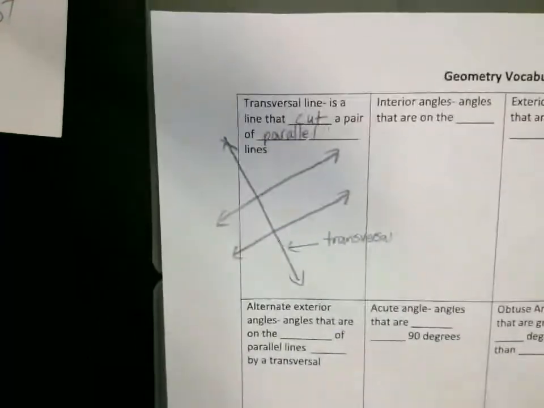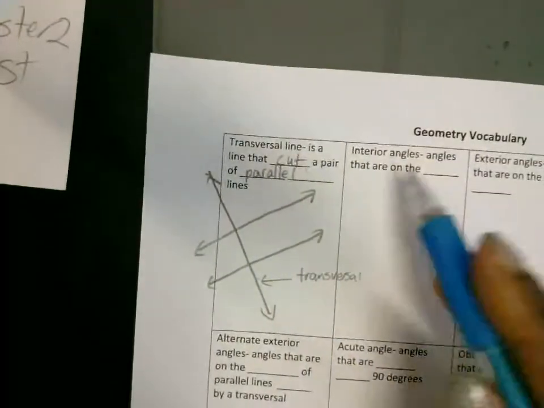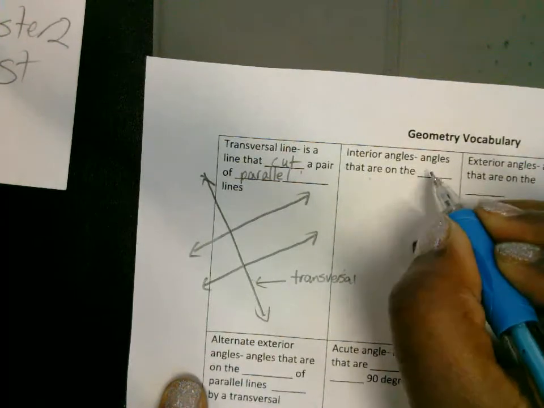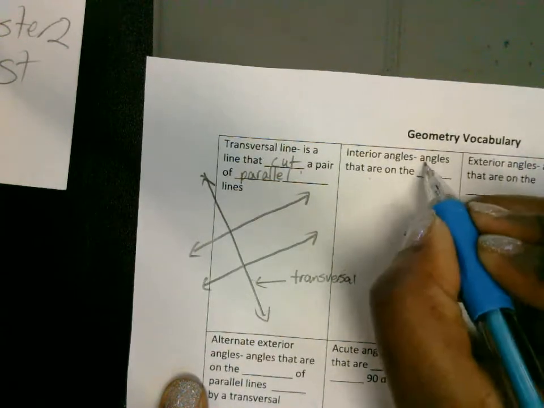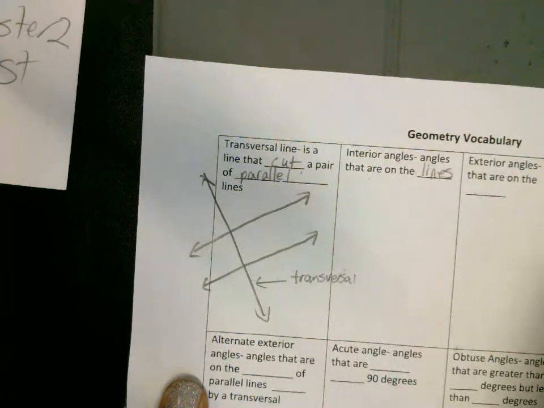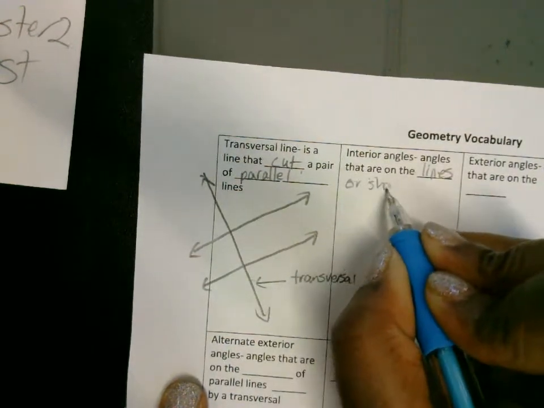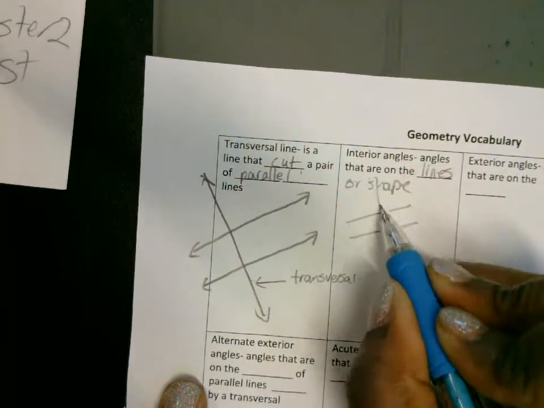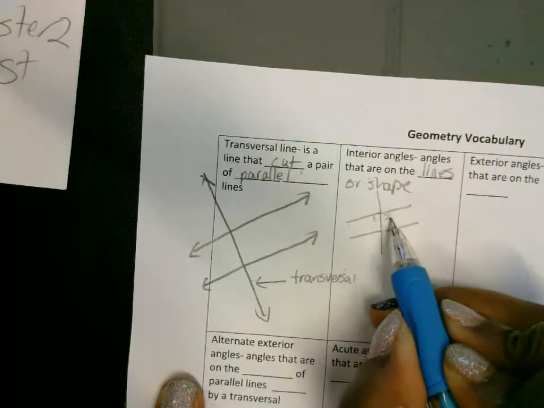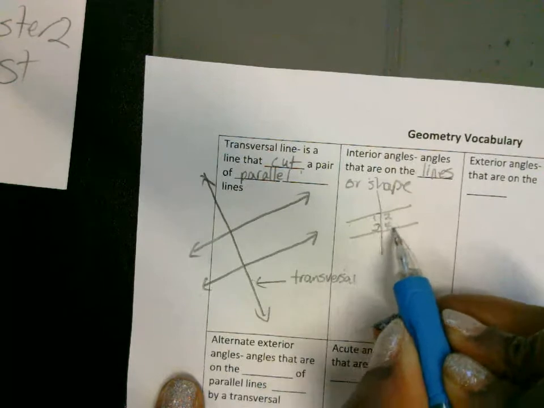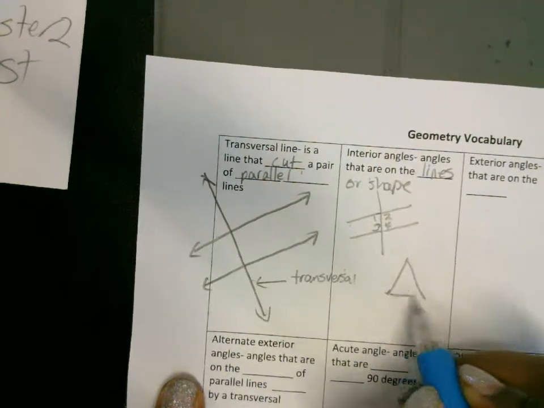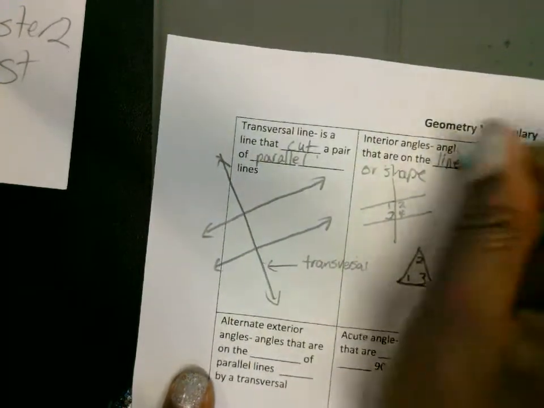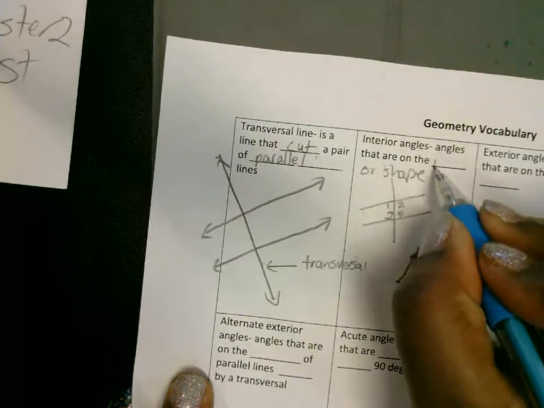Interior, sorry. Interior angles are angles that are on the inside of the parallel lines or shape. So interior angles here would be these angles right here, 1, 2, 3, 4. The angles that are on the inside of the parallel lines. Or in a shape, it would be 1, 2, 3. So it's angles that are on the inside.